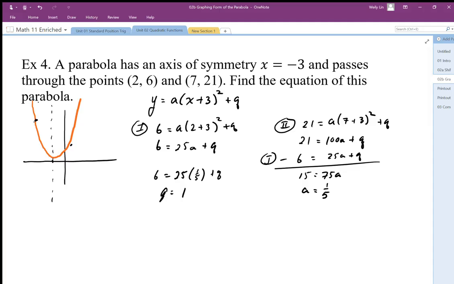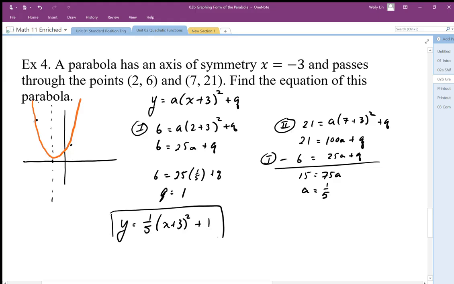I've solved for all the parts. I now just need to write my equation. a is equal to 1/5, p is equal to -3, and q is equal to 1. So there's my equation of my parabola.